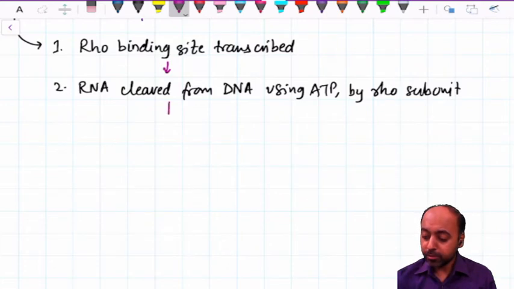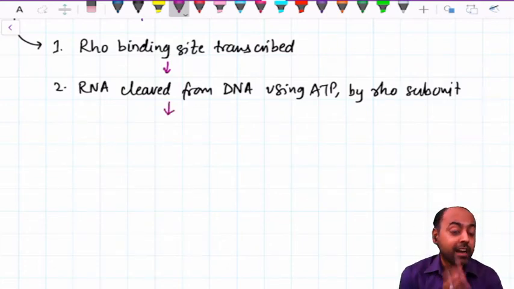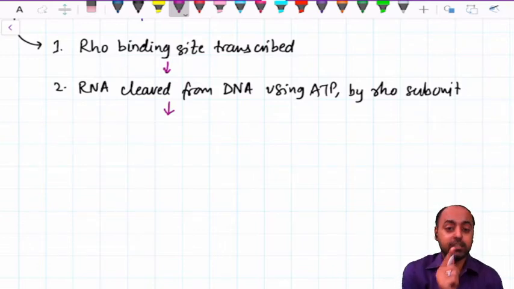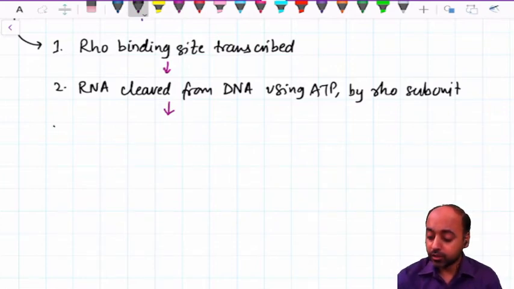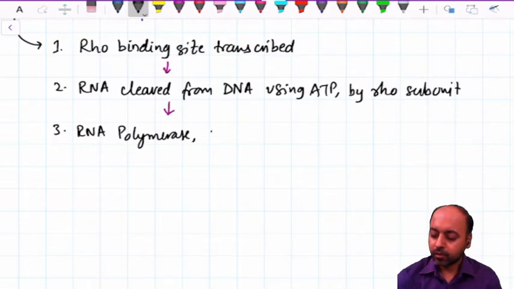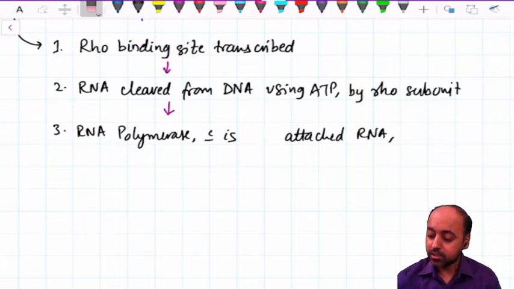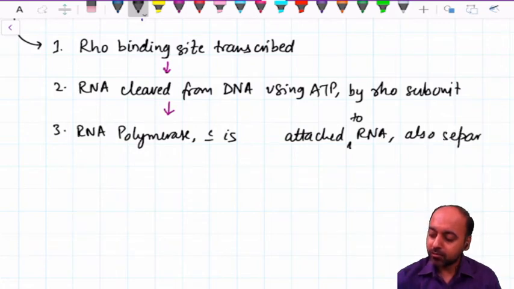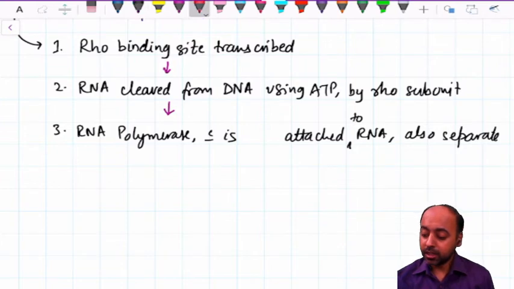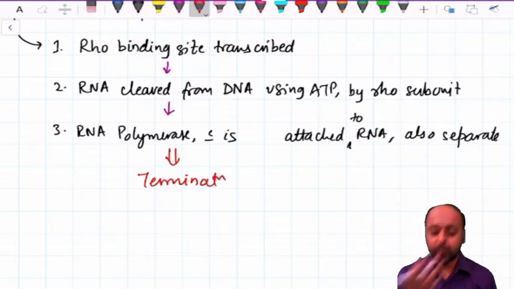Now, very important point to remember that our RNA polymerase was attached to the RNA, it was not attached to the DNA. On DNA, it has only one binding site, and that is the promoter site. But we already moved away from the promoter, so now the RNA polymerase is attached to the RNA. So what happens? The RNA polymerase, which is attached to the RNA, will obviously also separate, meaning now we are looking at termination. Once the RNA polymerase separates from the RNA, that is the termination.